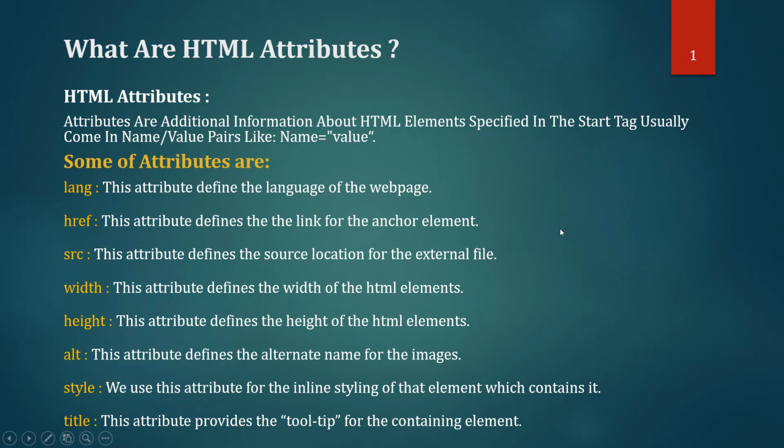Style attribute. Style is a special attribute which is used to define the inline styling or inline CSS for the web page design. Title attribute. Title is used to provide the tooltip for the containing element. Here the question arises, what is tooltip? Tooltip means when we hover the cursor over any element, if we define a title on that element, then a text will be shown which we define inside that tooltip. Wait, I'll show you in our editor.